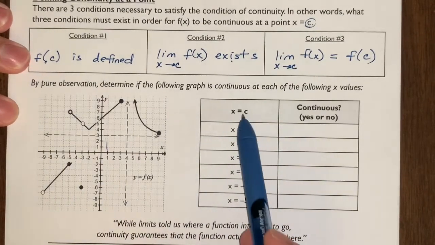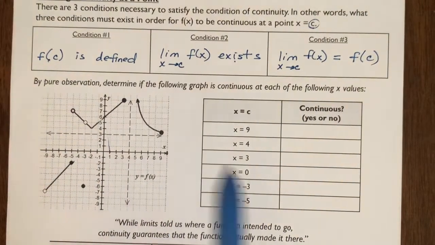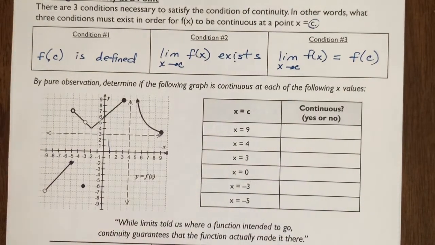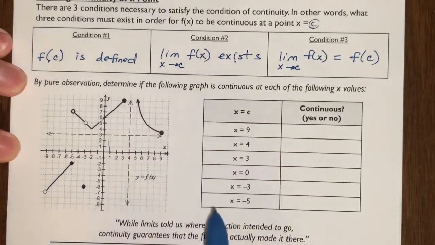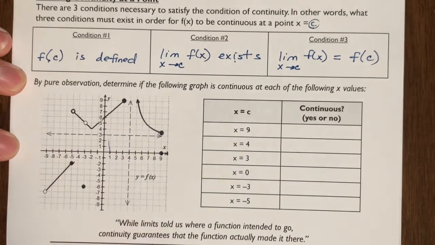They're saying at each of these following x values, I want you to tell me if it's continuous or not. This is probably something I would have you do on your own or during a bell work assignment, but since we don't have that luxury, we're just going to do that here. So at x equals 9, is it continuous at x equals 9?